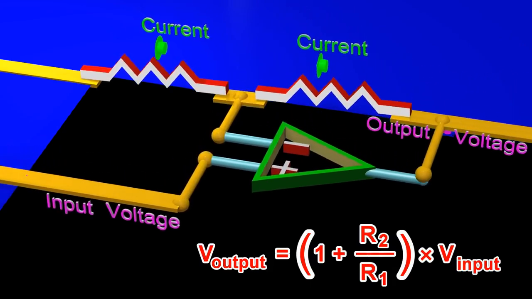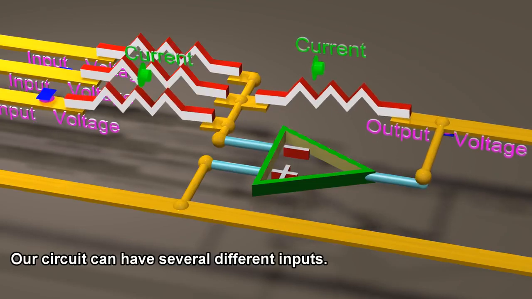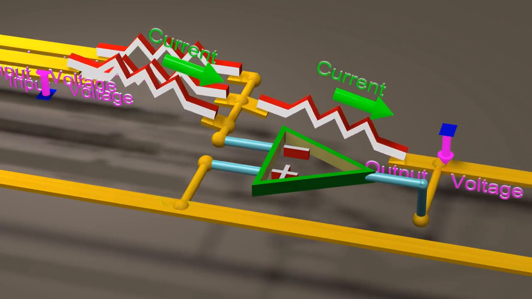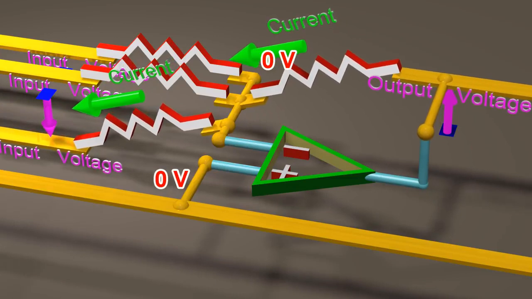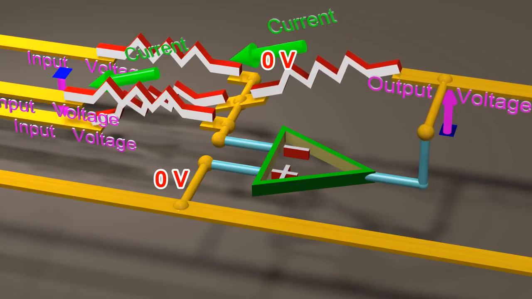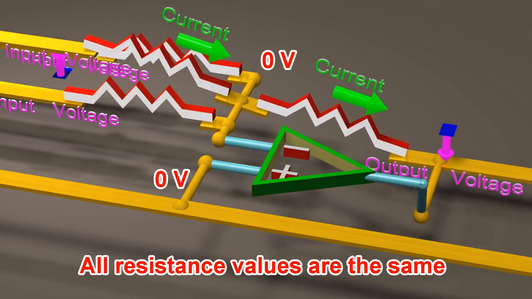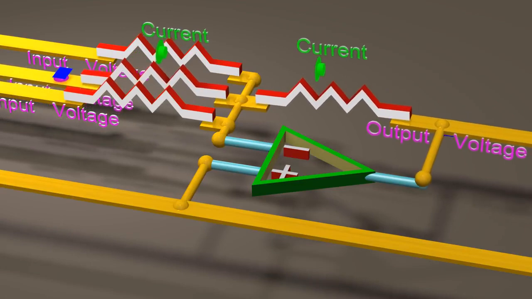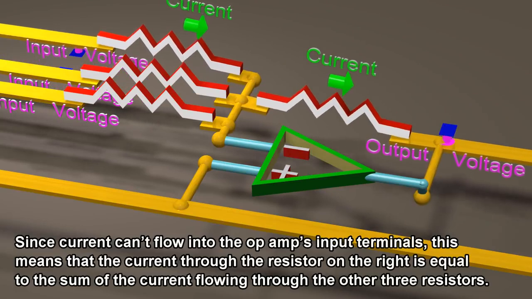R2 means here RF. Now we are taking an inverting summing amplifier with three resistors connected to the inverting terminal. If one of the inputs increases, then the current through that particular line also increases. When input goes negative, output becomes positive. When input goes positive, output becomes negative.